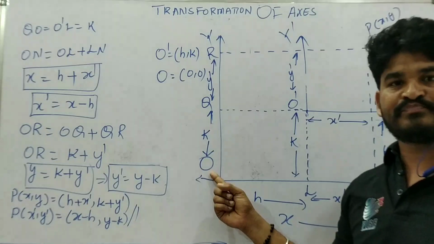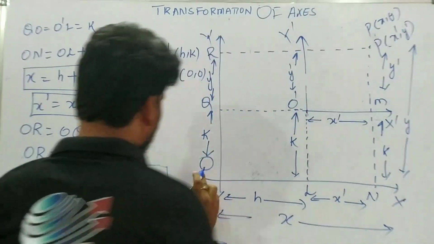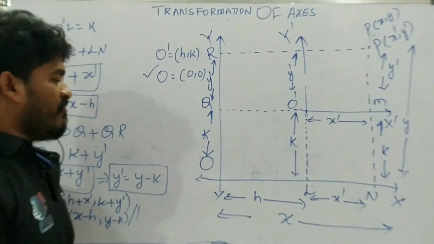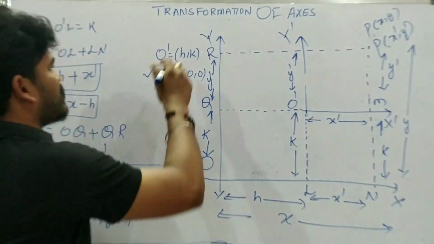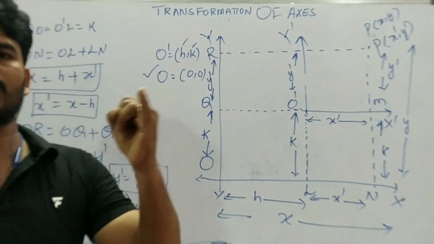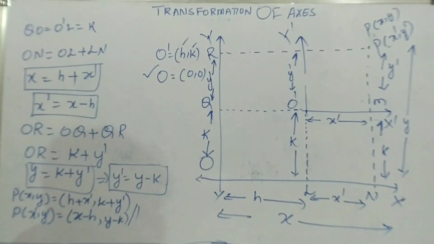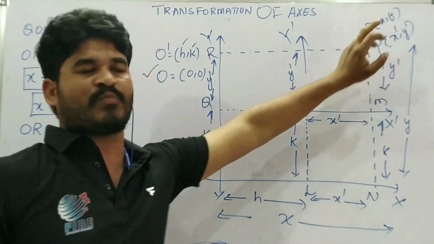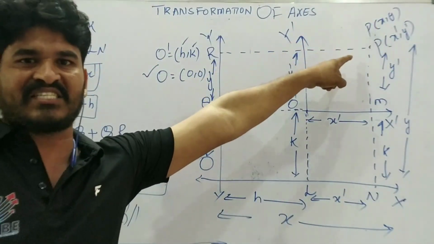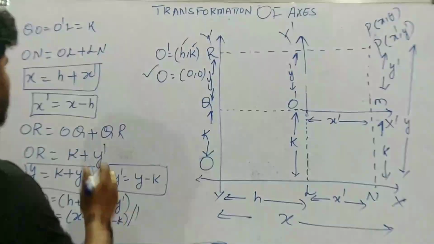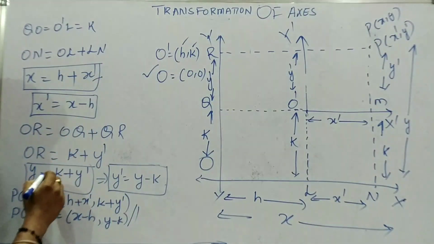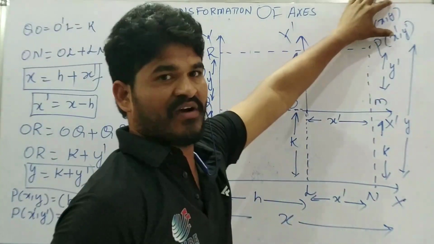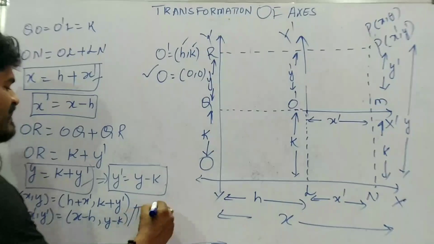Before the change, the origin point is (0, 0). Whenever the origin point is changed, O' equals (h, k). This is the first point. And one more point: without changing the direction, P(x, y) is the locus of any point P of the axis, where x equals h plus x', and similarly y equals k plus y'. So we get the P(x, y) values.